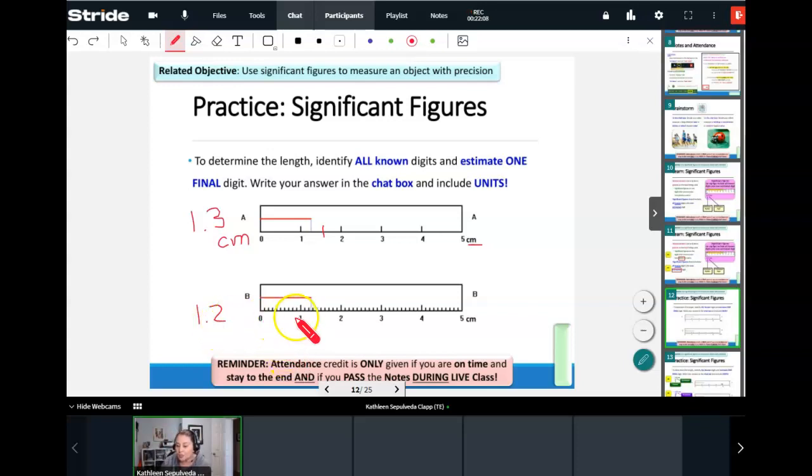So I got 1.2. Now here is my estimated digit. Between those little lines, I have to figure out what is half. Now this is really hard to see, so this is where your estimation comes in. Looking at my half, I would say it's about 1.25. Okay? To me, that looks like it's right in the middle, right? And I know it's centimeters because I have a centimeter rule right there.